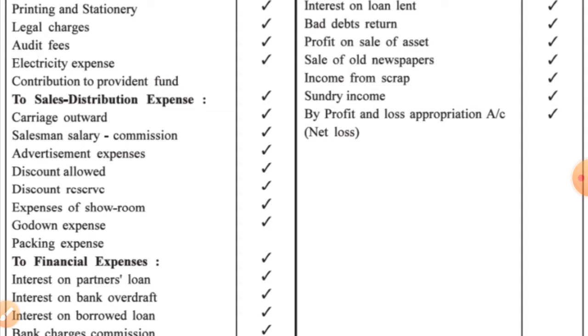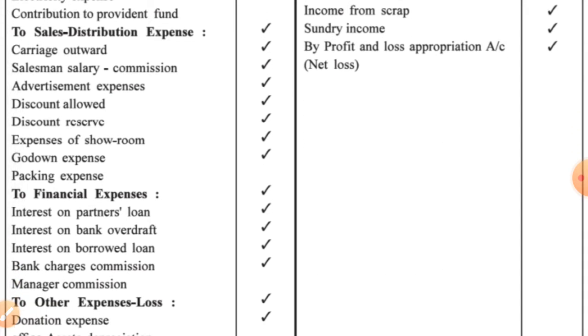Then afterwards, financial expenses. While getting finance from any firm or any banking institute, you have to pay interest on that finance that you are getting. So over here, any kind of financial expense will be noted down, that is interest on partner's loan.